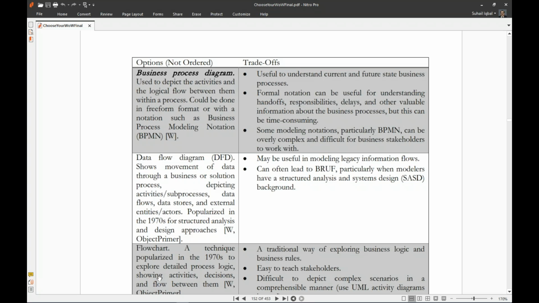So out of the various options, the very first one is the business process diagram, used to depict the activities and the logical flow between them.